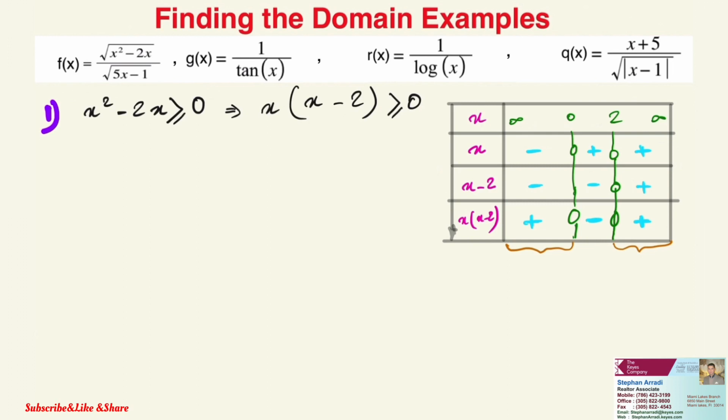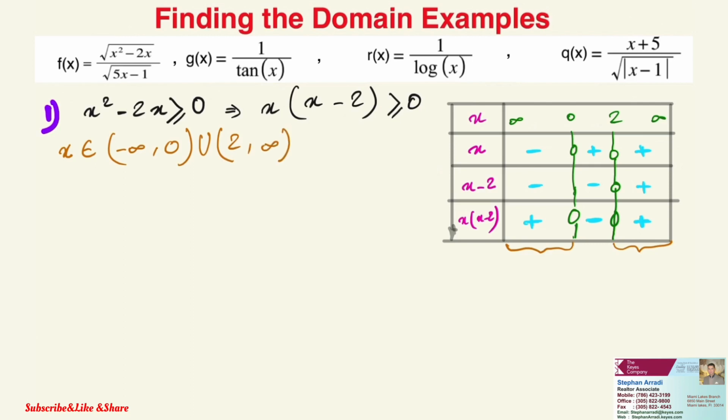Therefore the answer for the top should be: x belongs to the domain negative infinity to 0, union 2 to infinity. This is the first part.